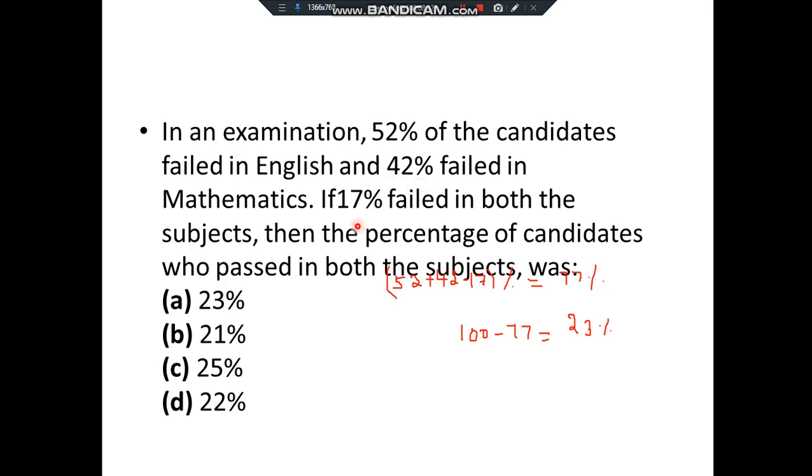So what you have to do? You have to subtract it. So 52 plus 42 minus 17, which is equal to 77%. So this 77% is nothing but the failed percentage. Now the question is we have to find the passed percentage in both subjects. So 100 minus 77, which is 23%. Hope you understood.